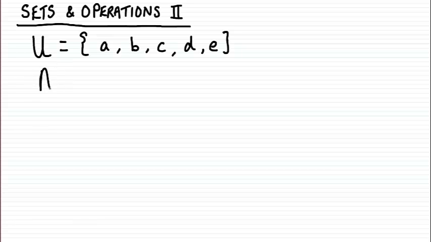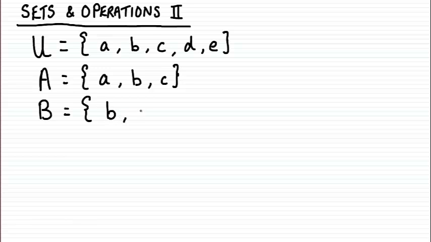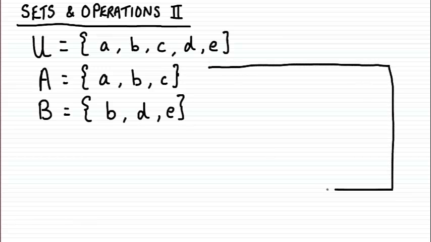And also let's take some subsets of this universal set. So let's take the set A, comprised of the elements A, B, and C. And also let's take the set B, comprised of the elements B, D, and E. Okay, so in a Venn diagram, remember, we represent the universal set by a rectangle on the plane. So I can first draw this rectangle representing the universal set. Okay, and we have two subsets of the universal set here, A and B.